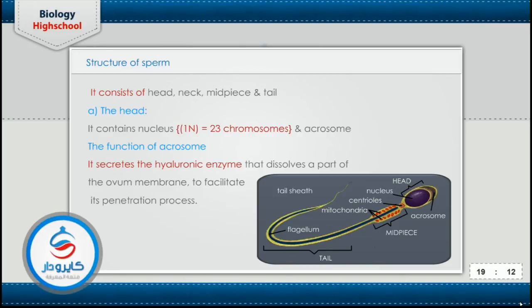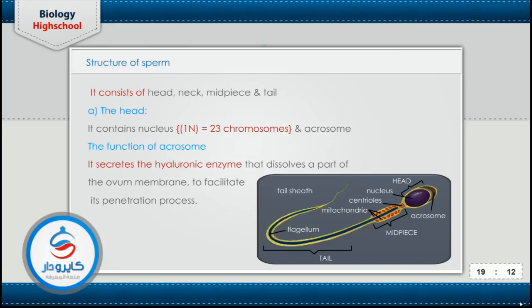So for penetration by the sperm into the ovum, we need to remove the coat. The coat is stuck by hyaluronic acid. What removes this hyaluronic acid is a sufficient amount of hyaluronidase enzyme, and the hyaluronidase enzyme is secreted from the acrosome.